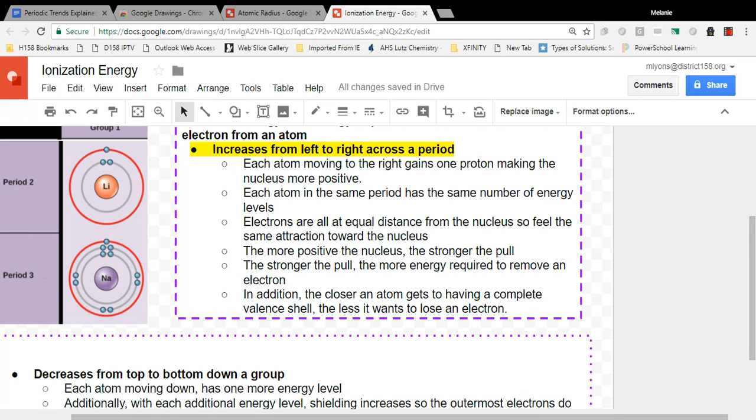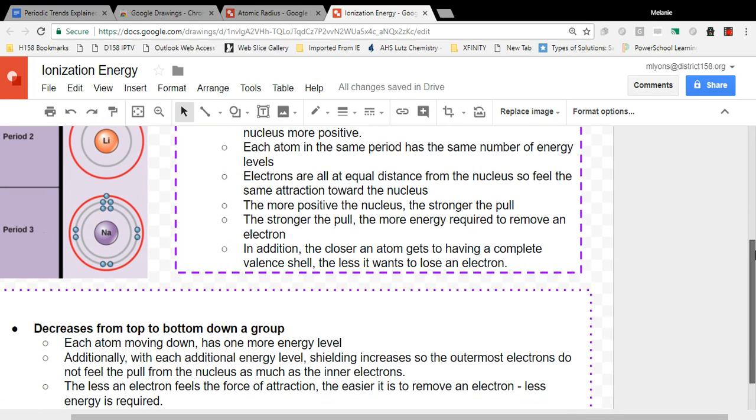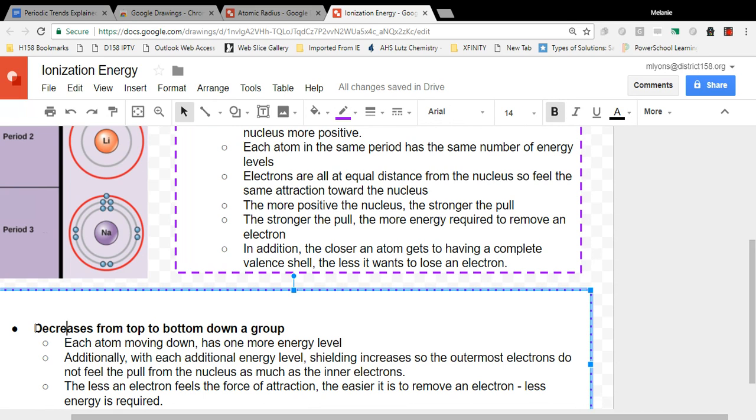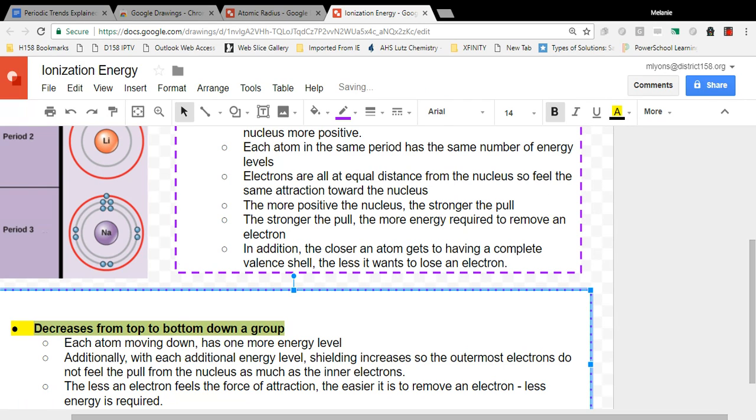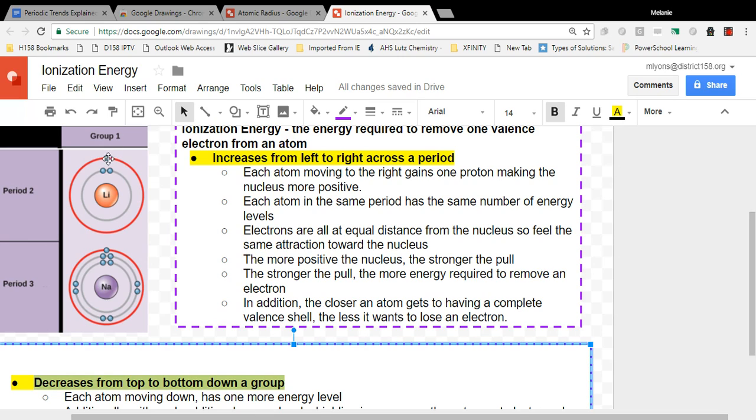We've got lithium and sodium here, and the trend is that ionization energy decreases as we go down a group. What that's saying is that it takes less energy to remove this electron from sodium than it does to remove this electron from lithium. Same thing that we've talked about before. Lithium has 1 valence electron in its second energy level. Sodium has 1 valence electron in its third energy level.